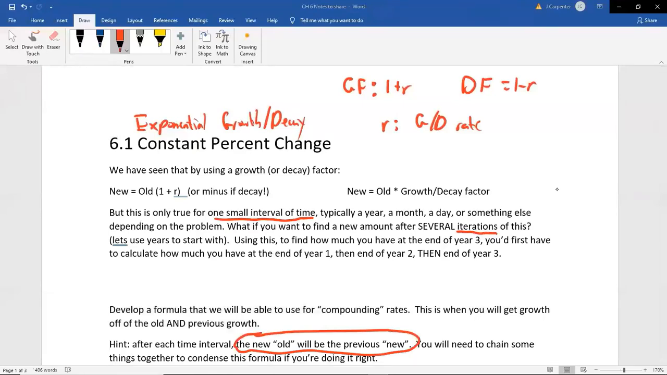In other words, when you find your balance at the end of year 1, say it's $10,200, that's your starting balance for year 2.